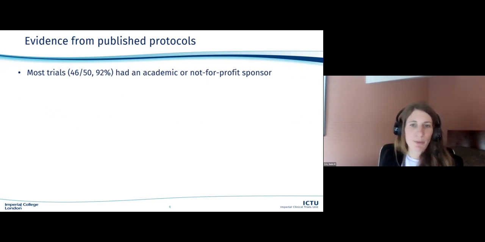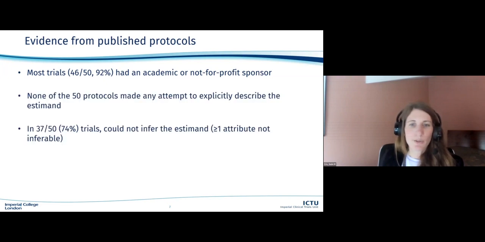So of the 50 published trial protocols reviewed, we did find that most of these had an academic or not-for-profit sponsor. So just to set the scene, 92% of those. And it was found that none of these 50 protocols made any attempt to explicitly describe the primary question of interest. So none of them defined the primary Estimand.